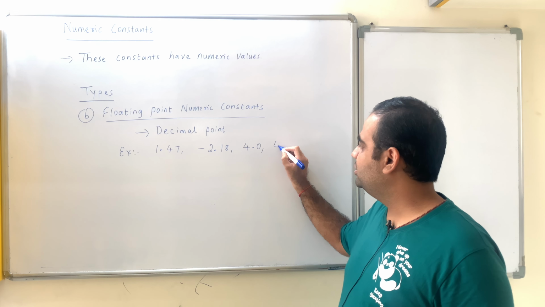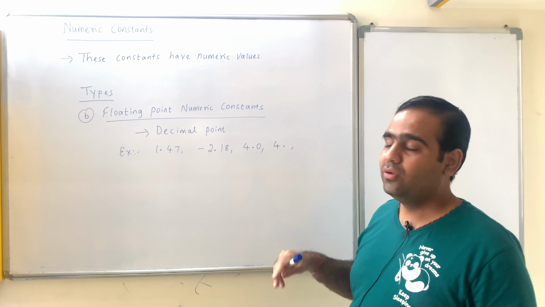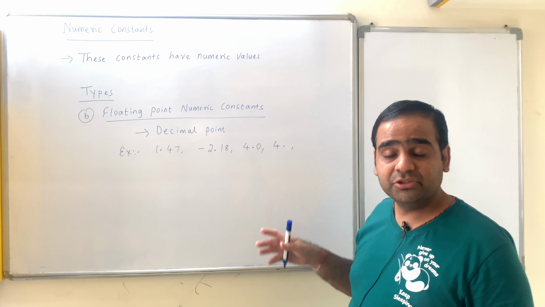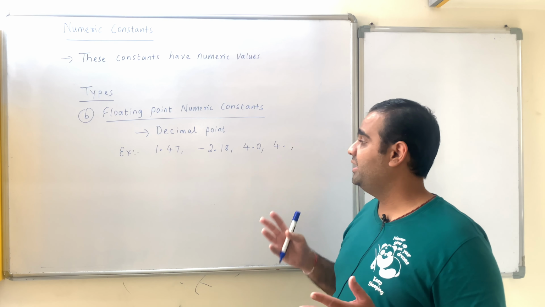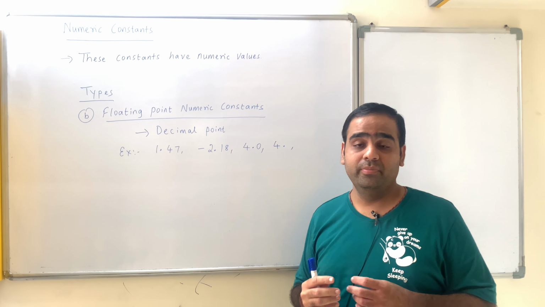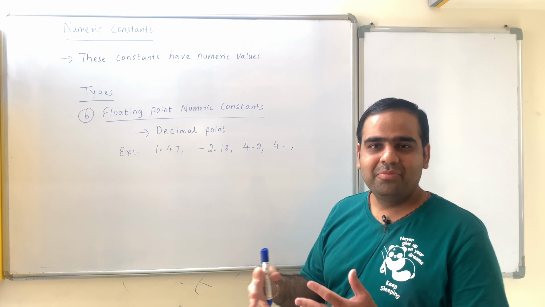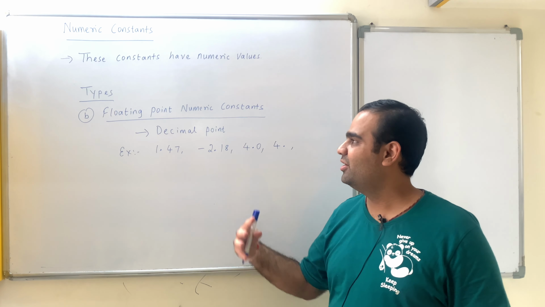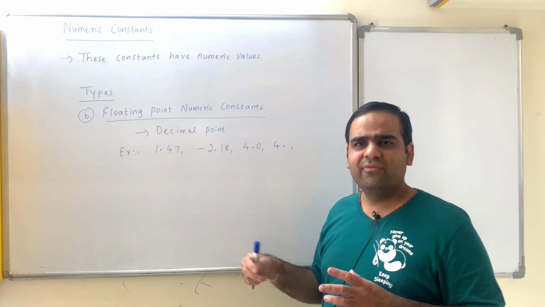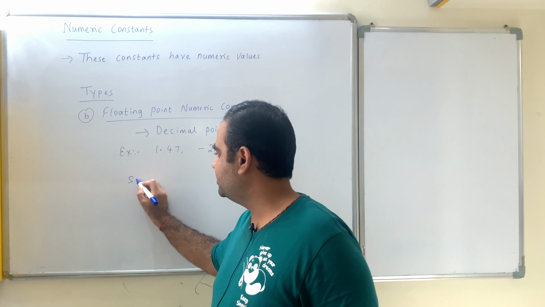This same 4.0, we can just write it as 4 point. No need to write 0 over here. If the fractional part is 0, you can skip writing 0 over here. You can either write 4.0 or you can write 4 point. Both mean one and the same. Now, there are no different types of decimal, octal and hexadecimal in case of floating point numbers. There is only one.